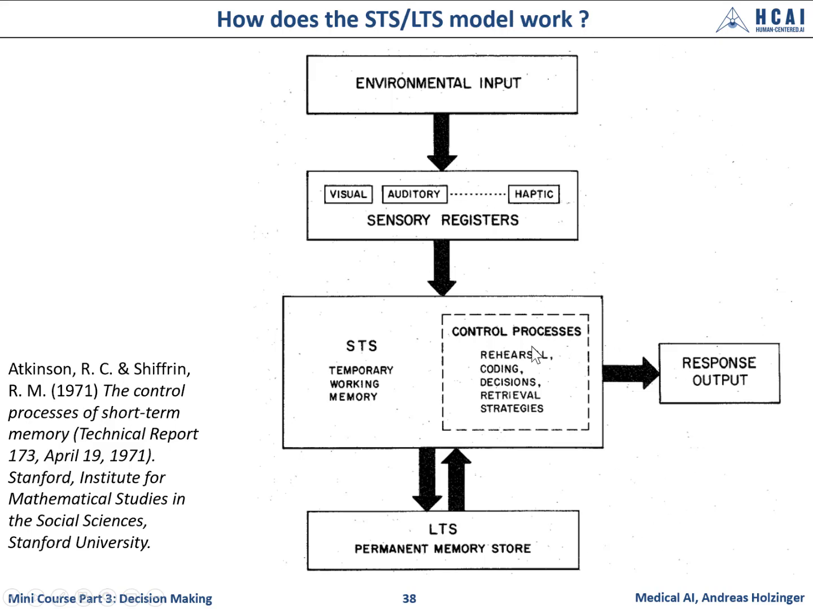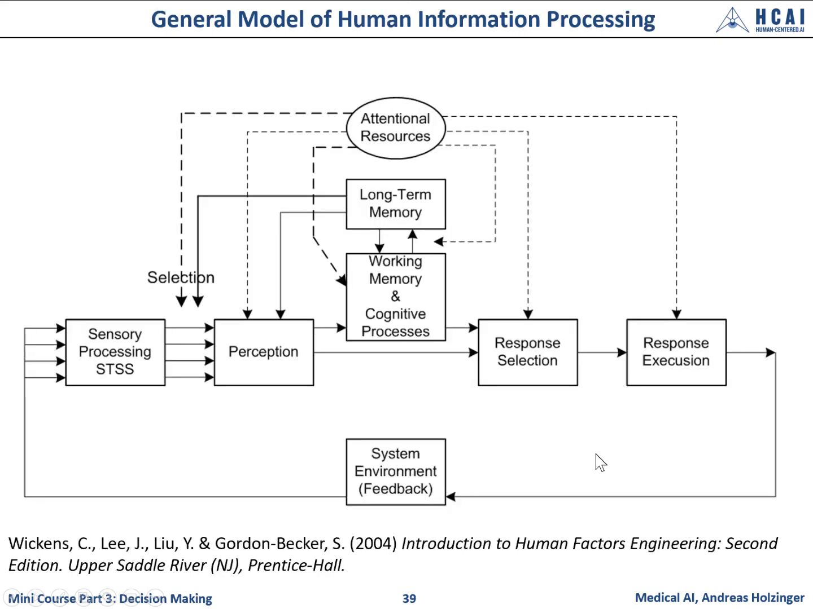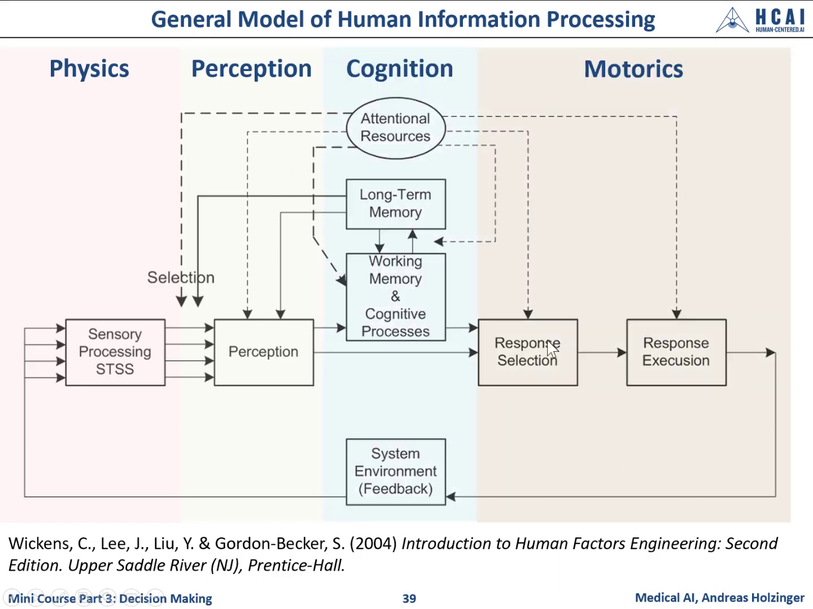So this is the original slide from 1971, but the next slide will be easier for you. So this is the general model of human information processing after Wickens 2004. Here you see the several steps. So for example, you have the physics here, the sensory processing, then you have the perception, then you have the cognition part, and then you have the motorics part as an output.